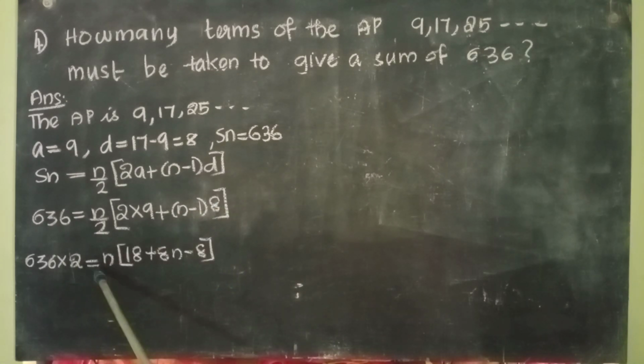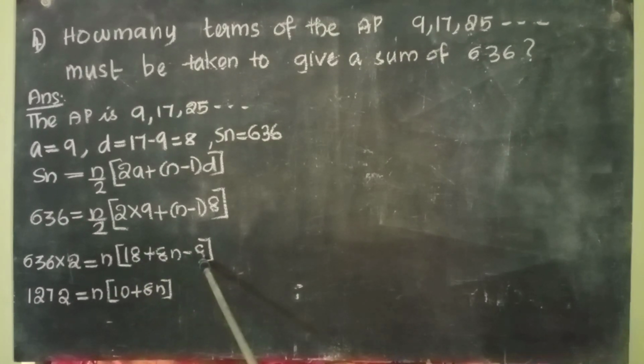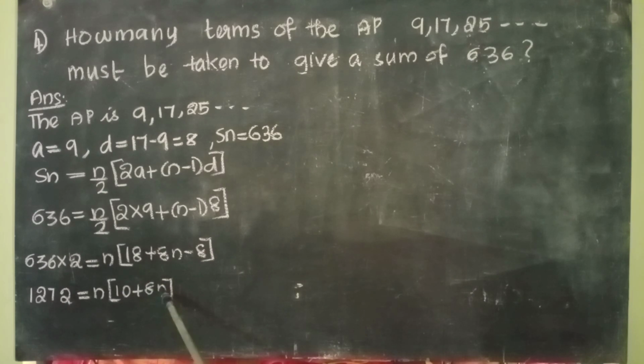636 into 2 equal to n into 18 plus 8n minus 8. This 2 divided is taken to the left side, it became into 2. Then n into 2 into 9, it is 18. This bracket we removed. n into 8, it is 8n. Minus 1 into 8, it is minus 8. 1272 equal to n into 10 plus 8n. This 18 minus 8, it is 10. 10 plus 8n. Now we can remove this bracket.